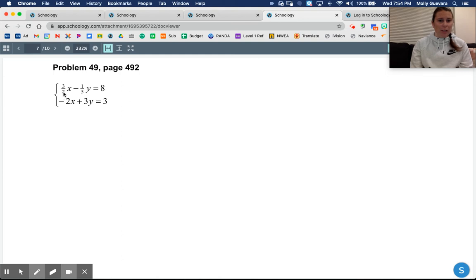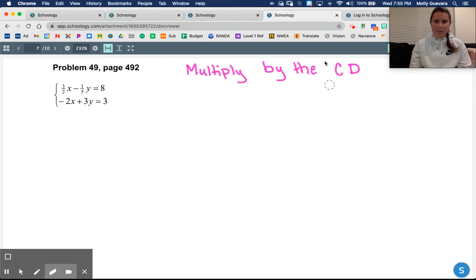What I would do is, and again, I wouldn't write this on your paper, but just for me to show you, I would look at the denominators here. I have a 2 and a 5. The least common denominator between 2 and 5 is 10, right? So let's make a note. I would multiply by the least common denominator. Maybe I'll write it out since we seem to not remember sometimes what LCD is.